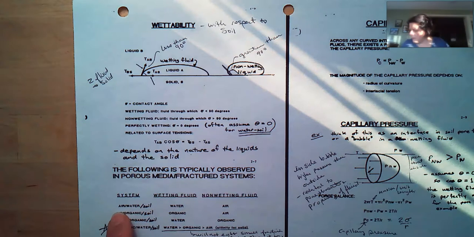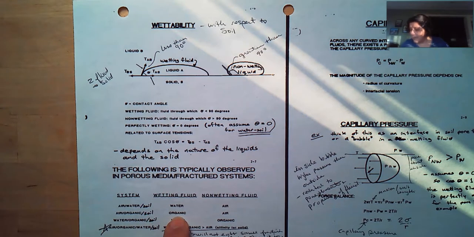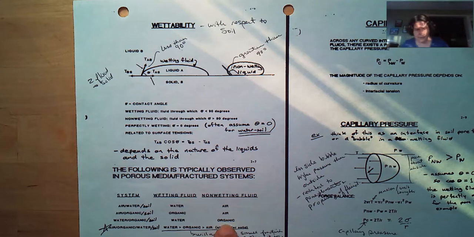And so if you have an air, water, soil system, the wetting fluid is water, which makes sense, and the non-wetting is air. Now if you have an air, organic, and soil, the organic compound becomes the wetting and the non-wetting is air. If you have a water, organic, soil, then the water is the wetting and the organic is the non-wetting. And if we have air, organic, water, and soil, all of them, water is more wetting than the organic versus the air that's in there.